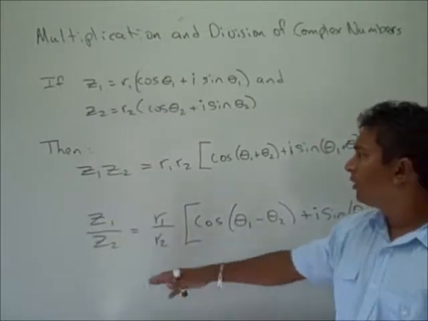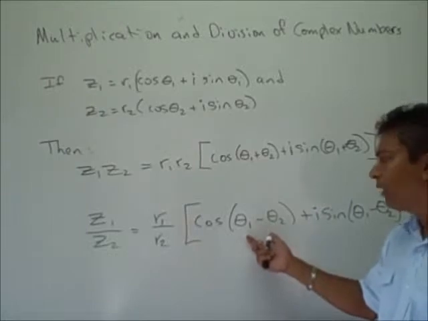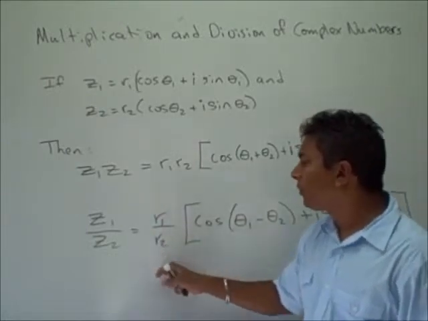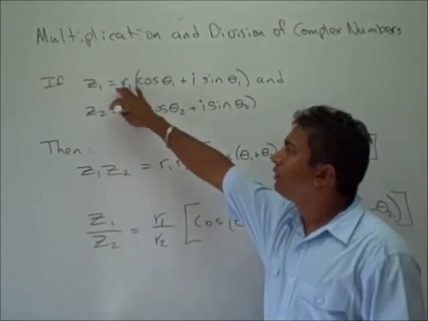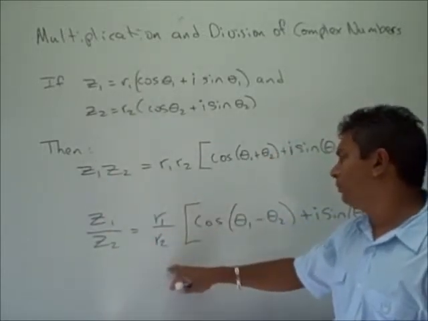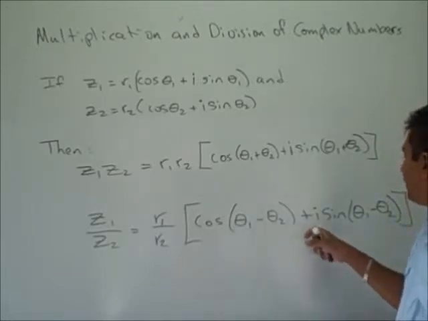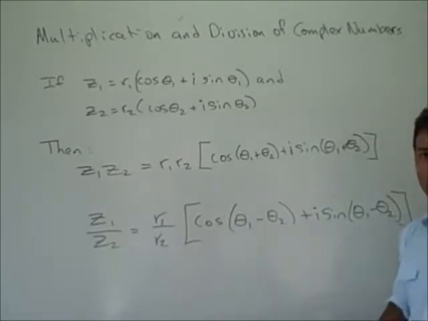In division, it's very similar to the multiplication, except we're going to subtract our angles and we're going to divide r1 by r2. So to divide z1 by z2, that'll be equal to r1 divided by r2 times cosine of theta 1 minus theta 2 plus I times sine theta 1 minus theta 2.